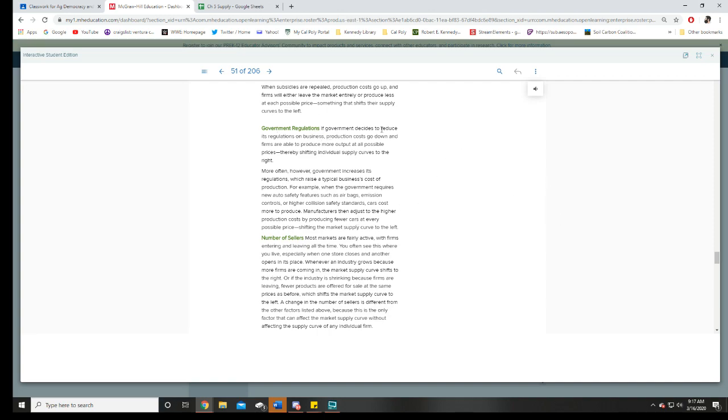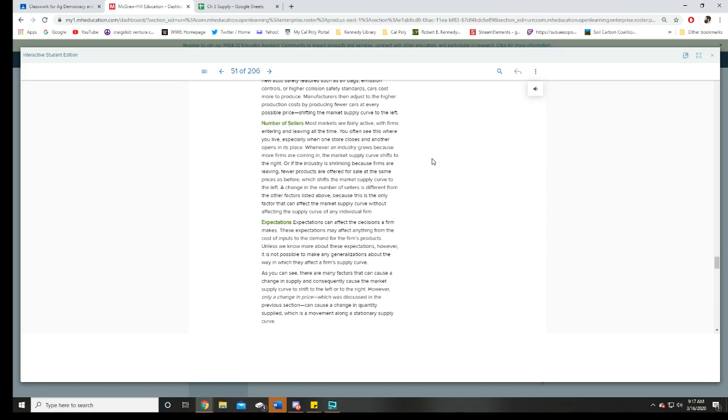So generally this means that when government regulates more, when they put in more regulations, the productivity goes down, so therefore the supply shifts to the left. When the government lets off on regulation, so they let a company do a lot more of what they need to do to get things done, productivity goes up, therefore its supply shifts to the right.